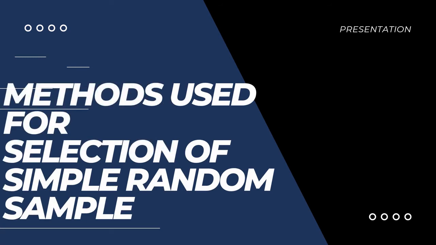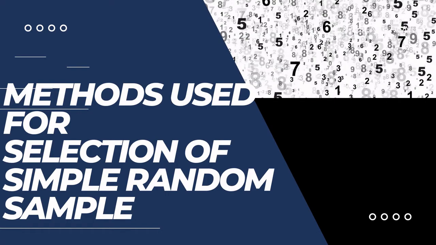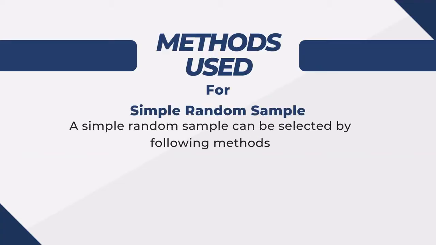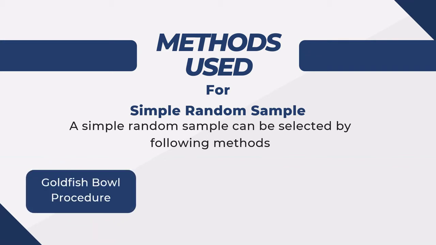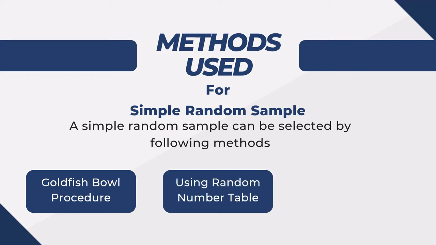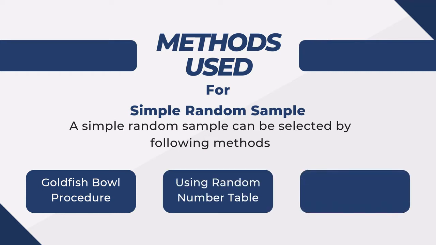In this video I explain methods used for selection of simple random sample. Simple random sample can be selected by the following methods: goldfish bowl procedure, using random number table, using a computer.